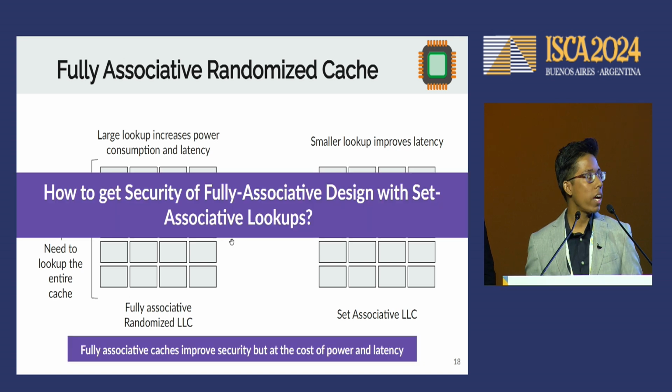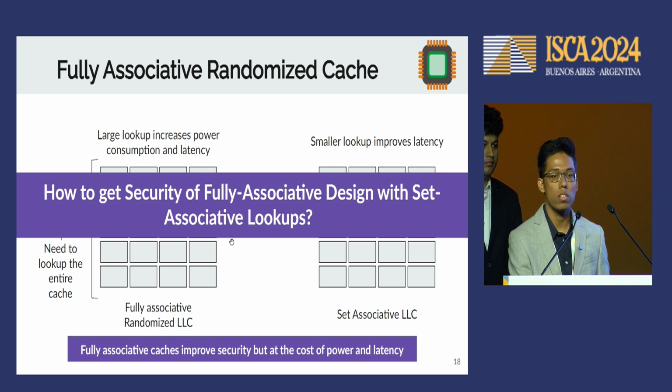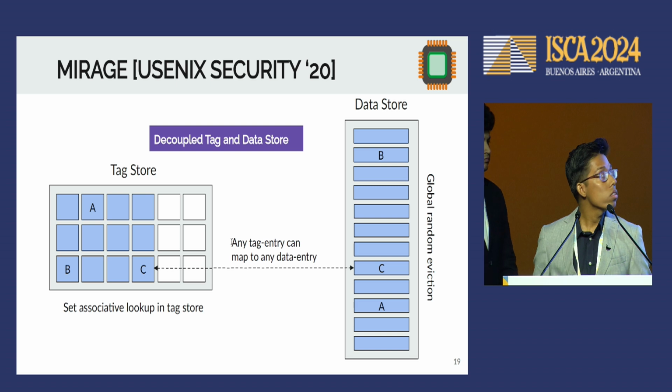So how do we get the best of both worlds? Can we get the security of a fully associative cache with set associative lookups in order to minimize our power and latency? So the answer is yes.